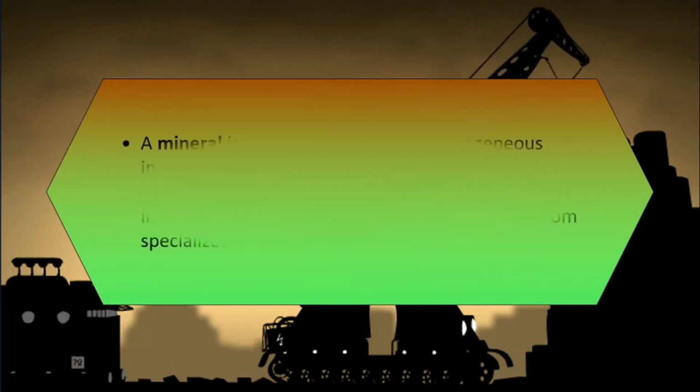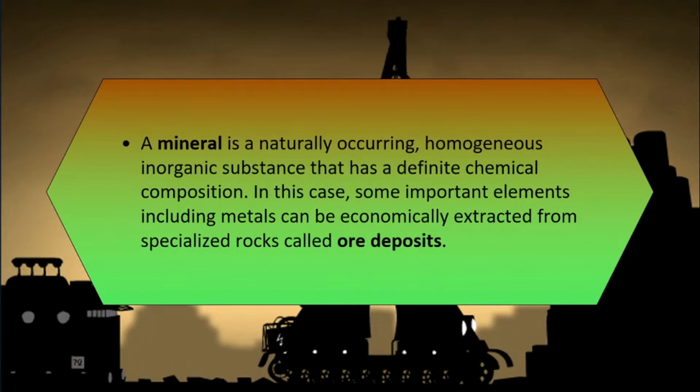So what is a mineral? A mineral is a naturally occurring, homogeneous inorganic substance that has definite chemical composition. In this case, some important elements including metals can be economically extracted from specialized rocks called ore deposits.